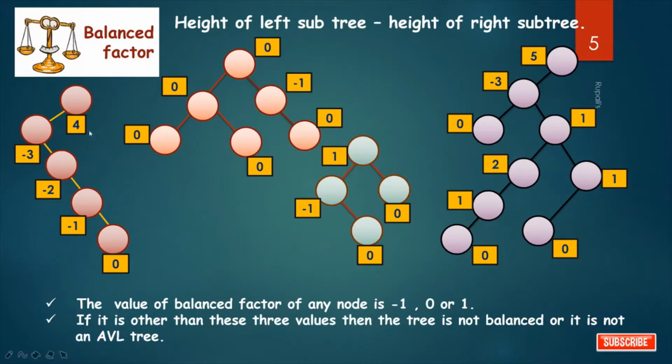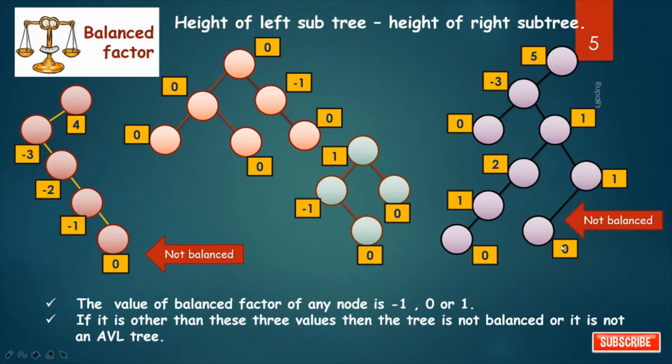So see, for this tree, there is 2, minus 2. So this tree is not balanced. For this tree, balance factor is 0, 0, 0, 0, 0, minus 1. So it is either 0 or 1 or minus 1. So it is a balanced tree.